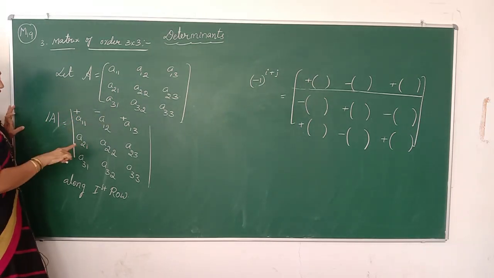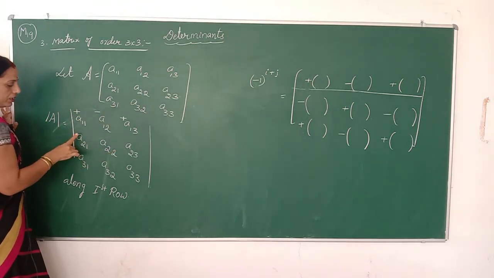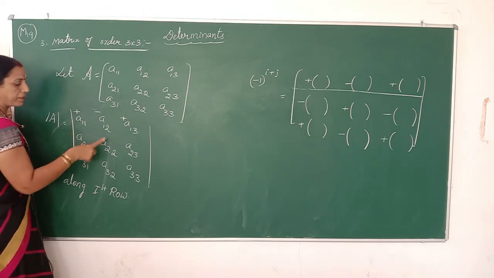So suppose if it is expanded by using the second row, these are denoted by minus plus minus.